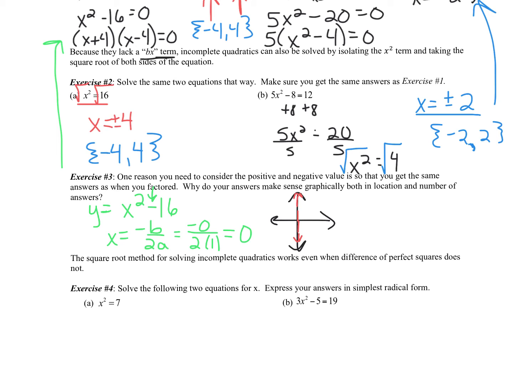Now when I graph that quadratic, basically it's either going to look like that facing up or the opposite facing down. So that tells me that my roots are always balanced. They're going to be a positive and negative of the same number. So in this case, we know that we're going to get -4 and +4. I think the picture actually means more here. Basically, it makes sense graphically both in location and number of answers.